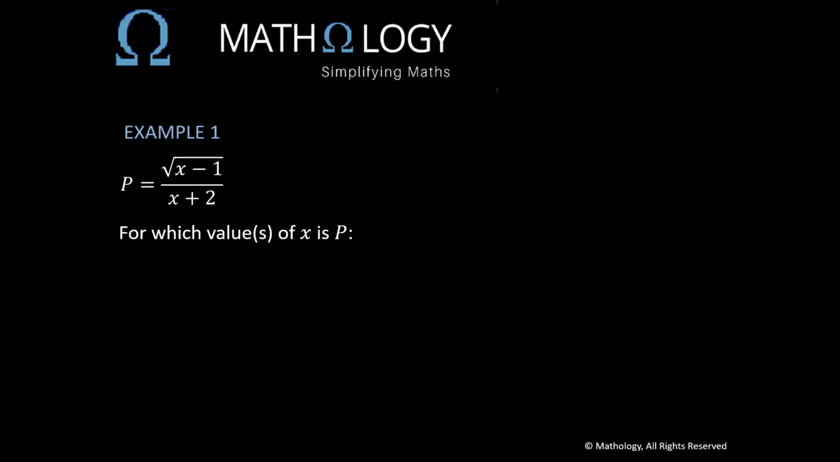Given that p equals (√x − 1) over (x + 2), determine for which values of x p is rational, irrational, non-real, and undefined.